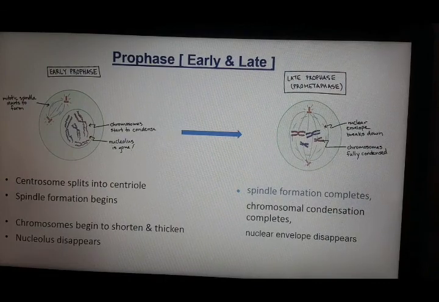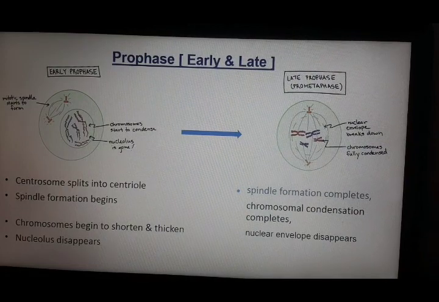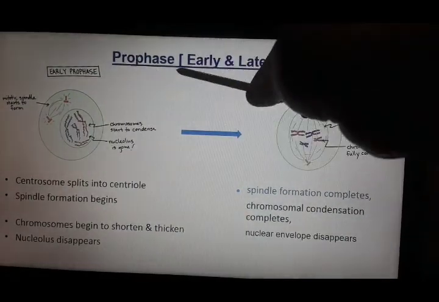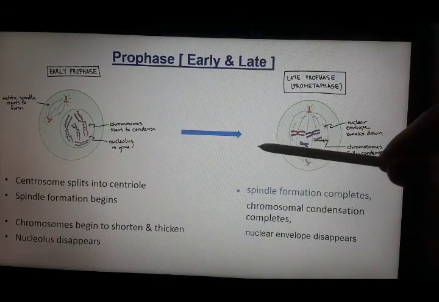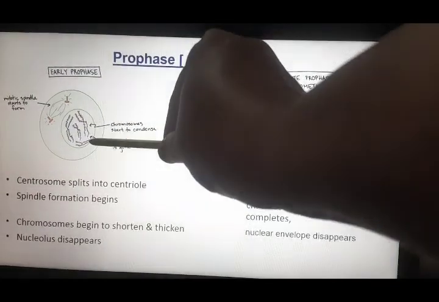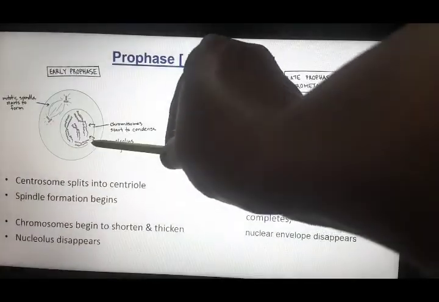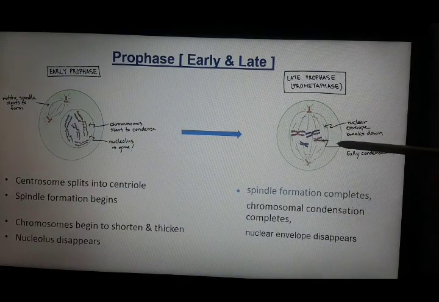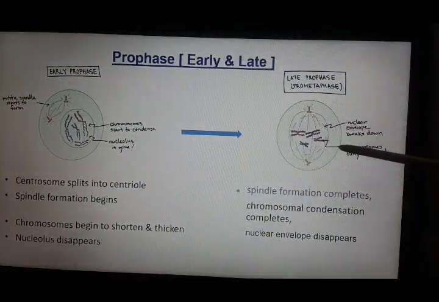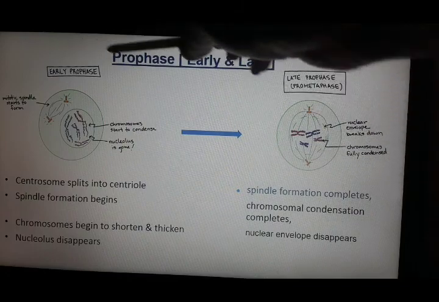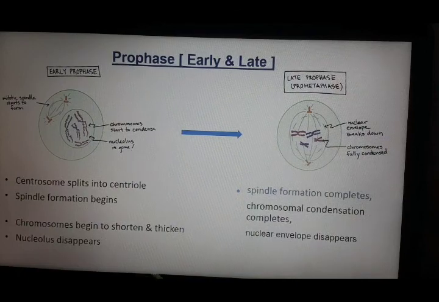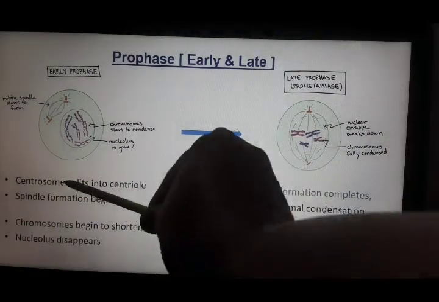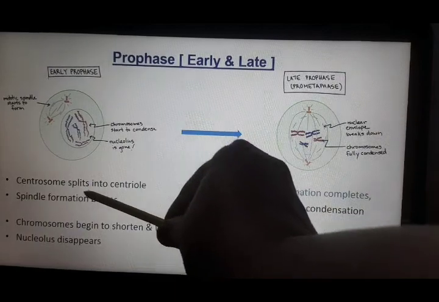We are just now going to understand the main events that take place during different phases of mitosis. The first phase is prophase. I have written here early and late, and for your easiness, I have divided the whole screen into 2. Early prophase followed by late prophase. This is the beginning of prophase. This is the end of prophase. It is a labeled diagram, so you can see I have written the specific features of both the phases in detail. So let us go through these events.